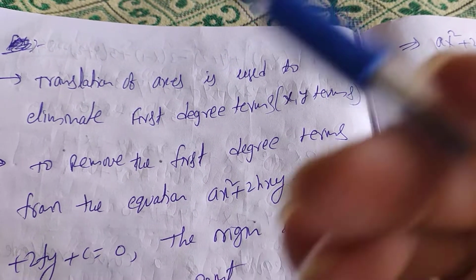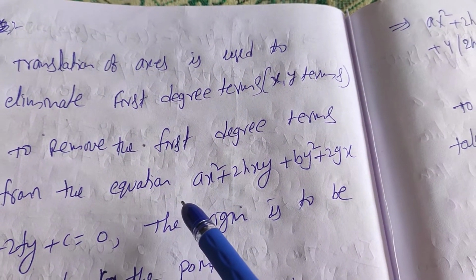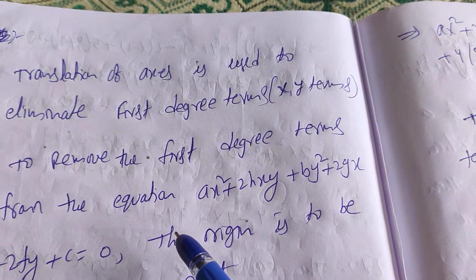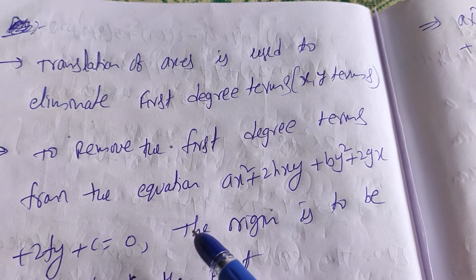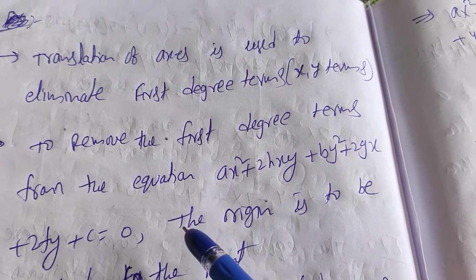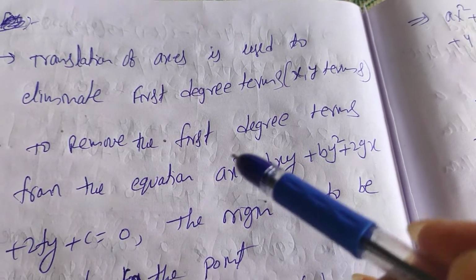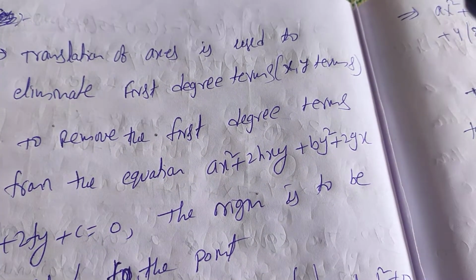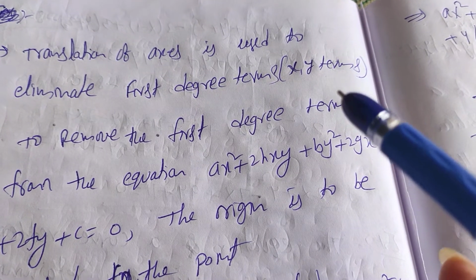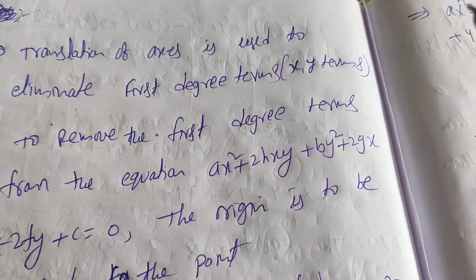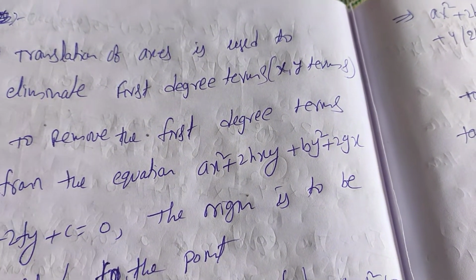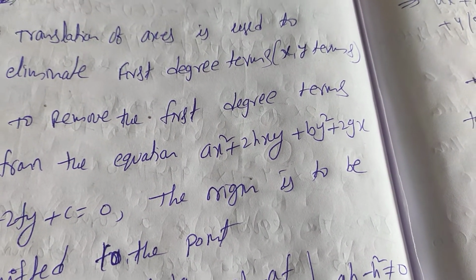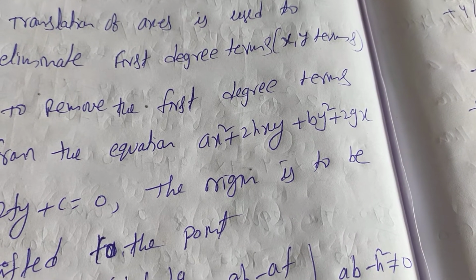In general, if you have your equation ax square plus 2hxy plus by square plus 2gx plus 2fy plus c is equal to 0, this is the equation according to the original axis. If you want to get the equation with respect to the new axis without the x, y terms, that means the 2gx term and 2fy term, then we can shift the origin to some point. That point is a fixed point to eliminate the x, y terms.